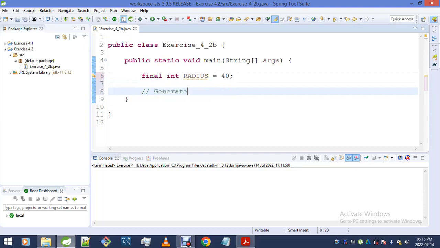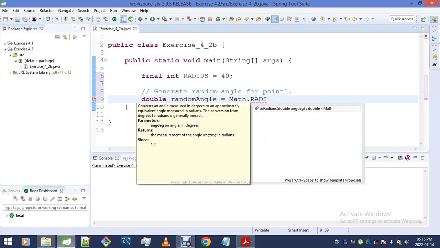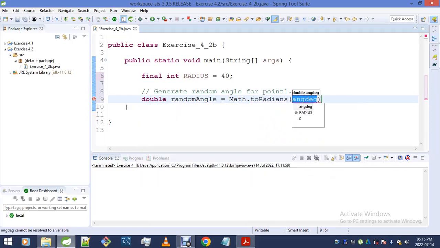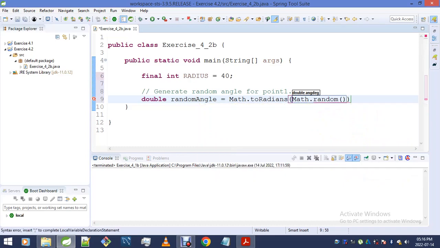So I'll simply go generate random angle, 4.1. I'll simply go random angle is given by math.radians. Okay, again, this angle here is in degrees, so we're gonna have to get a random number between 0 and 360.